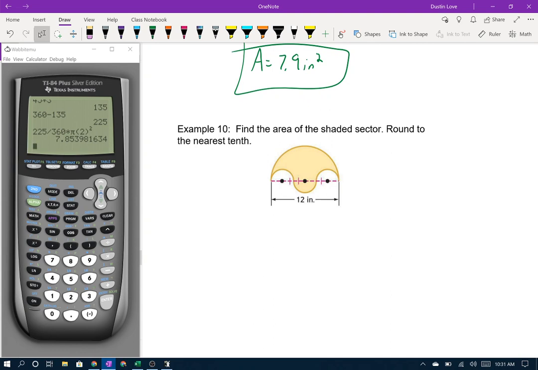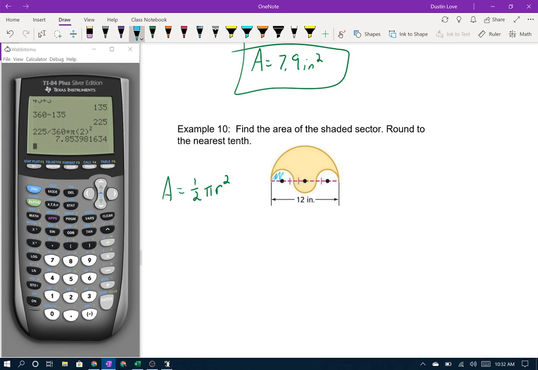Now we've got several different pieces going on here. The first thing I want to notice is that this whole thing overall is a semicircle. So the area of the semicircle is going to be 1/2 pi r squared, because I don't have this bottom half of the circle here. So the semicircle is 1/2 pi r squared.